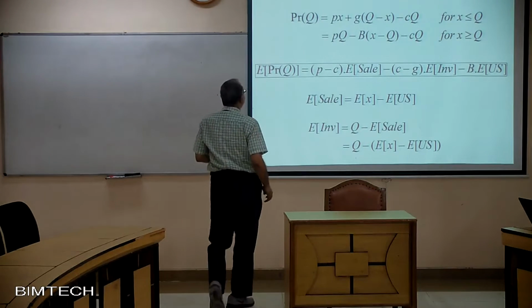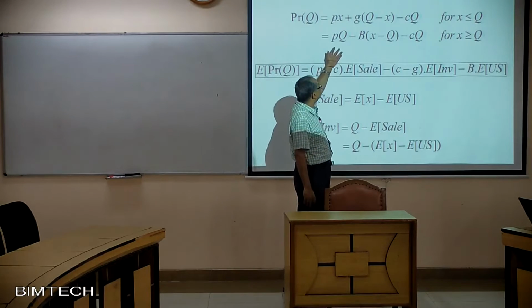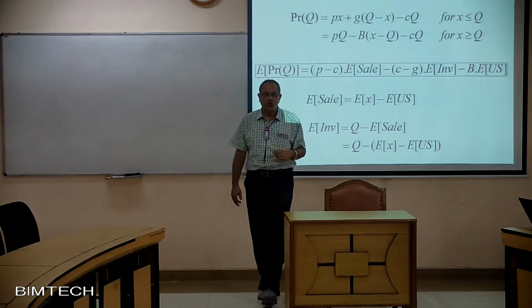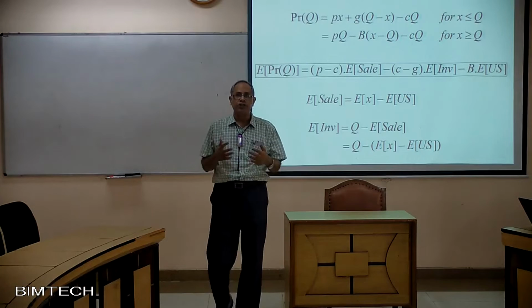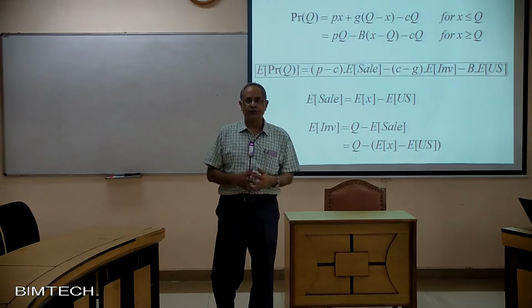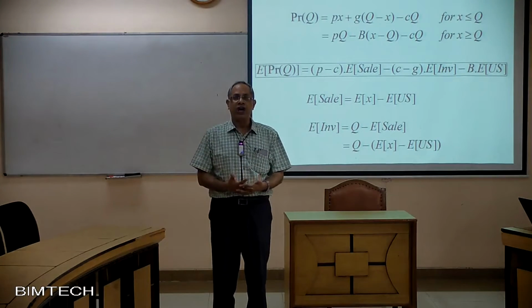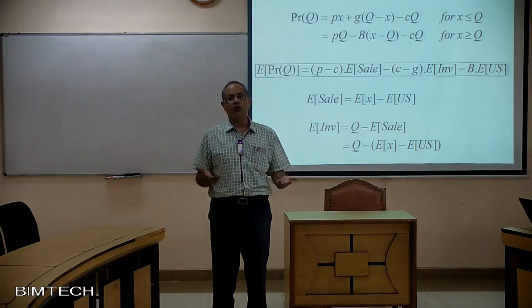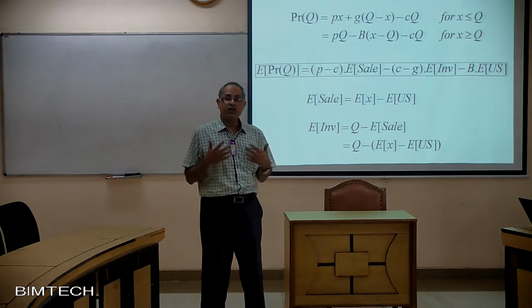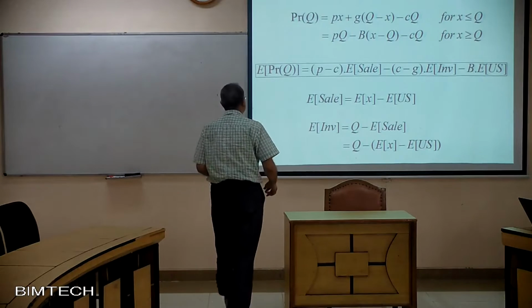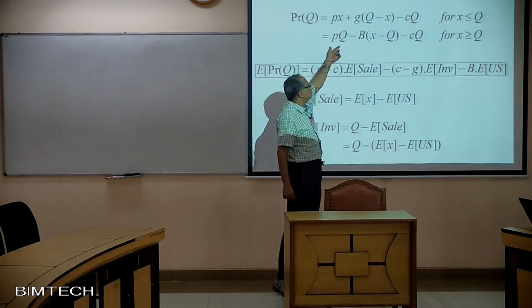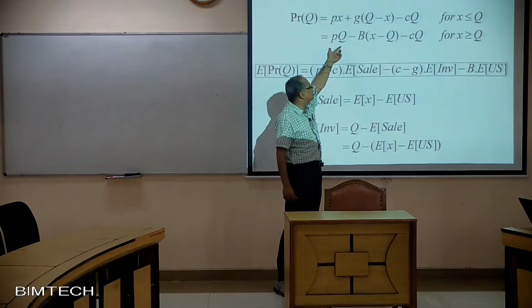Fine. Similarly, if you look at the second function, this is the case where we have gone short, which means Q is less than X, the demand. How much are we able to sell? We are able to sell only quantity Q. How much are we able to earn as revenue from that? Well, P times Q is the revenue that we earn.